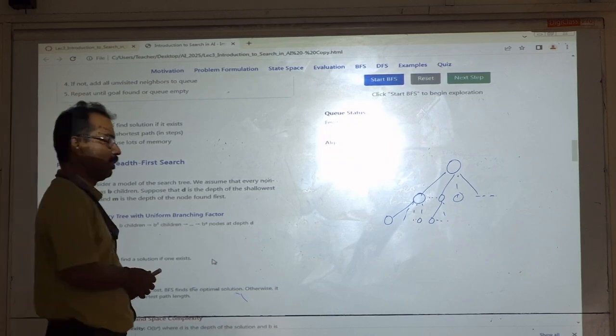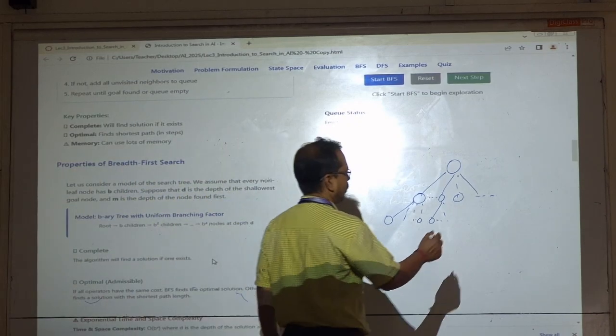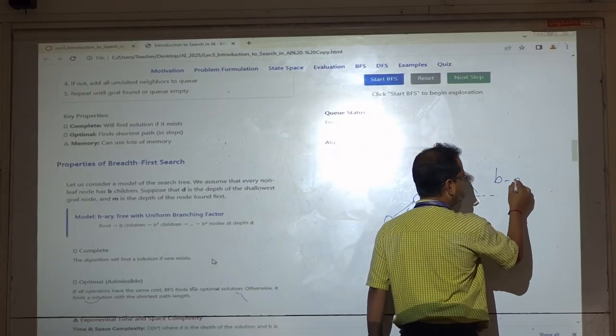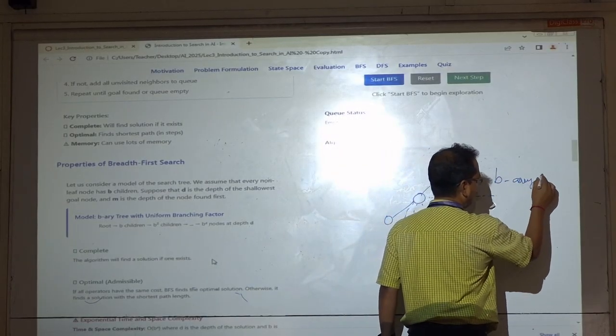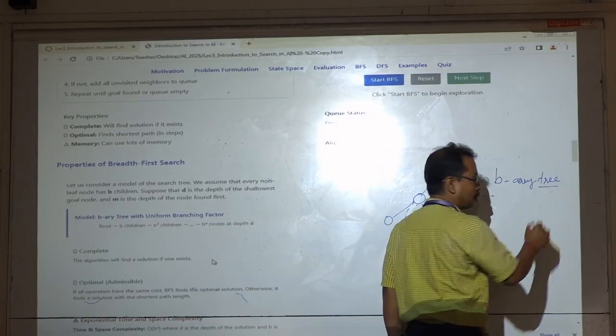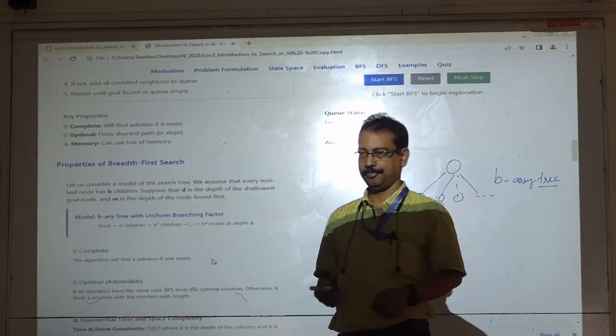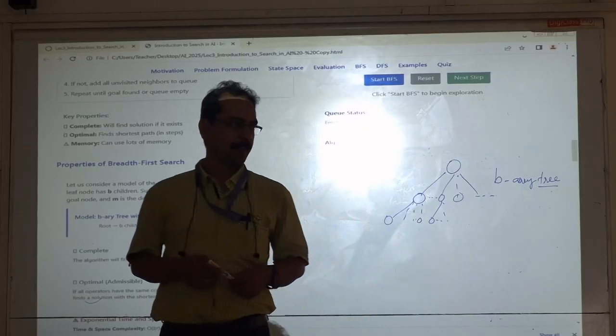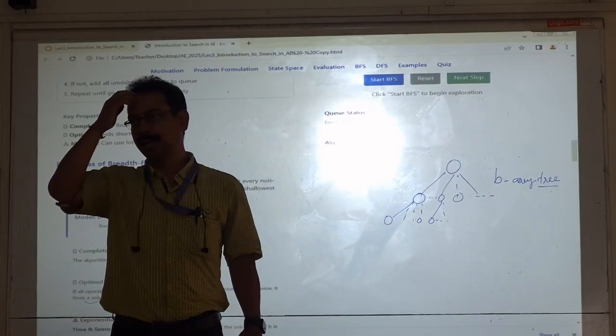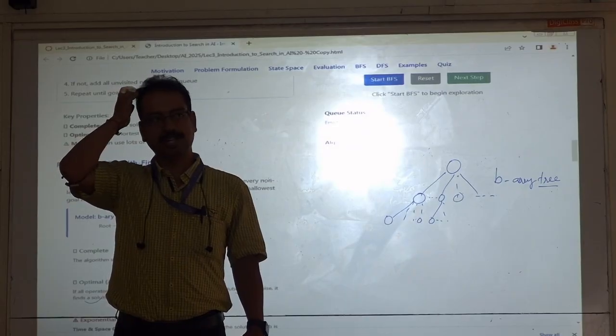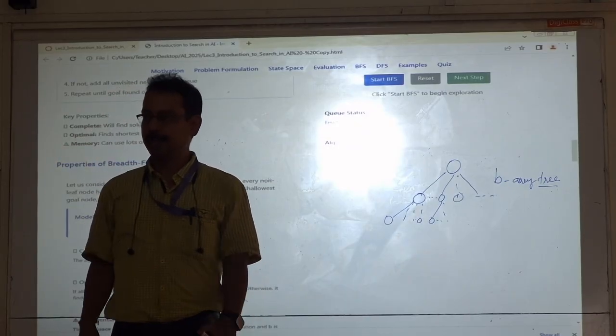It is called generally a b-ary tree, the arity of a tree. Okay, you might not have heard of it, but in data structures you may read it in future.